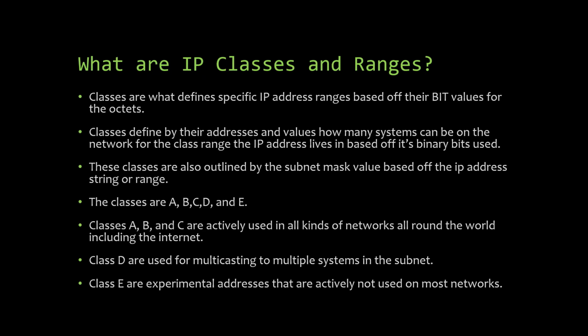What are IP classes and ranges? Classes are what define specific IP address ranges based off of their bit value for the octets. Classes define by their addresses and values how many systems can be on the network for the class range and the IP address lives in based off of its binary bits used. These classes are also outlined by the subnet mask value based off of the IP address string or range. The classes are A, B, C, D, and E. Classes A, B, and C are actively used in all kinds of networks around the world, including the internet. Class D are used for multicasting to multiple systems in the subnet. Class E are experimental addresses that are actively not used on most networks.